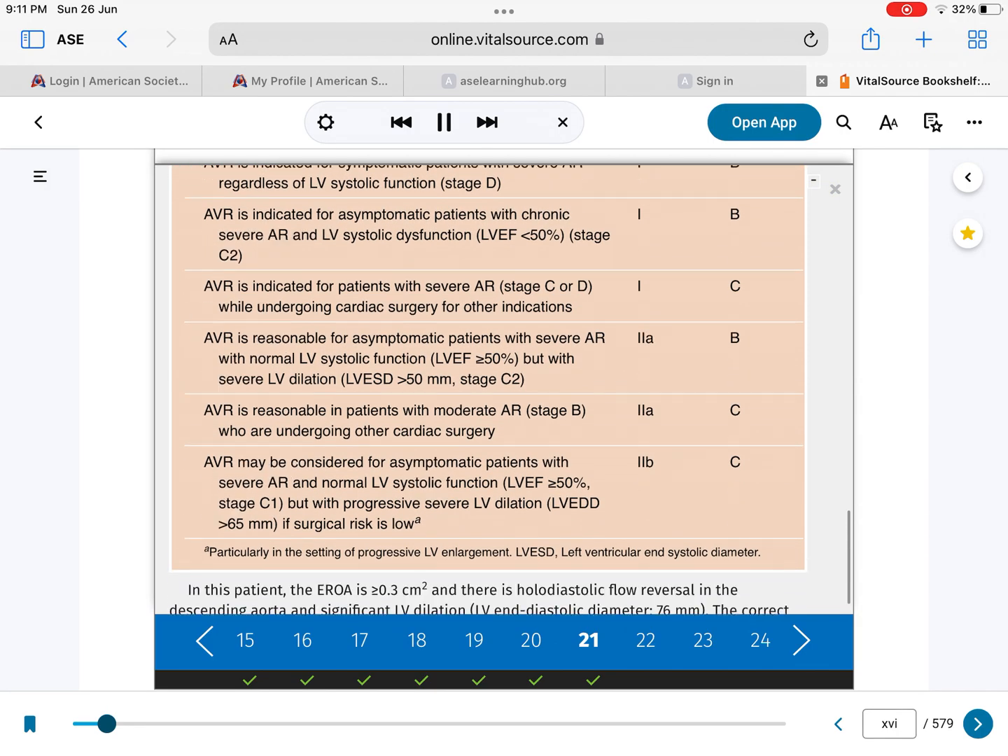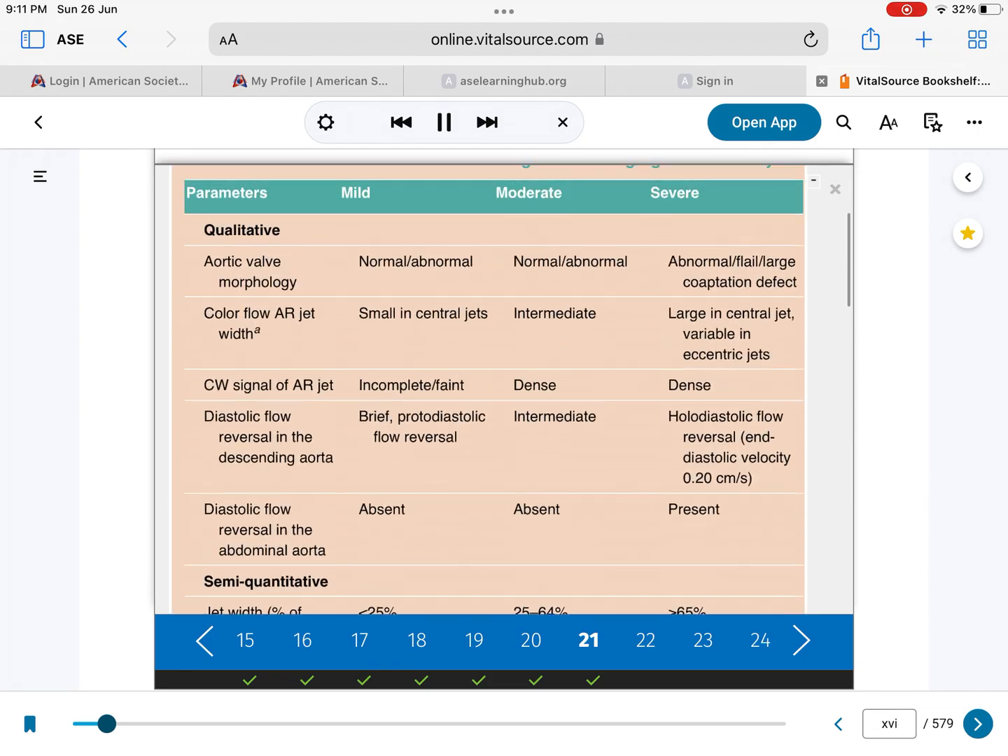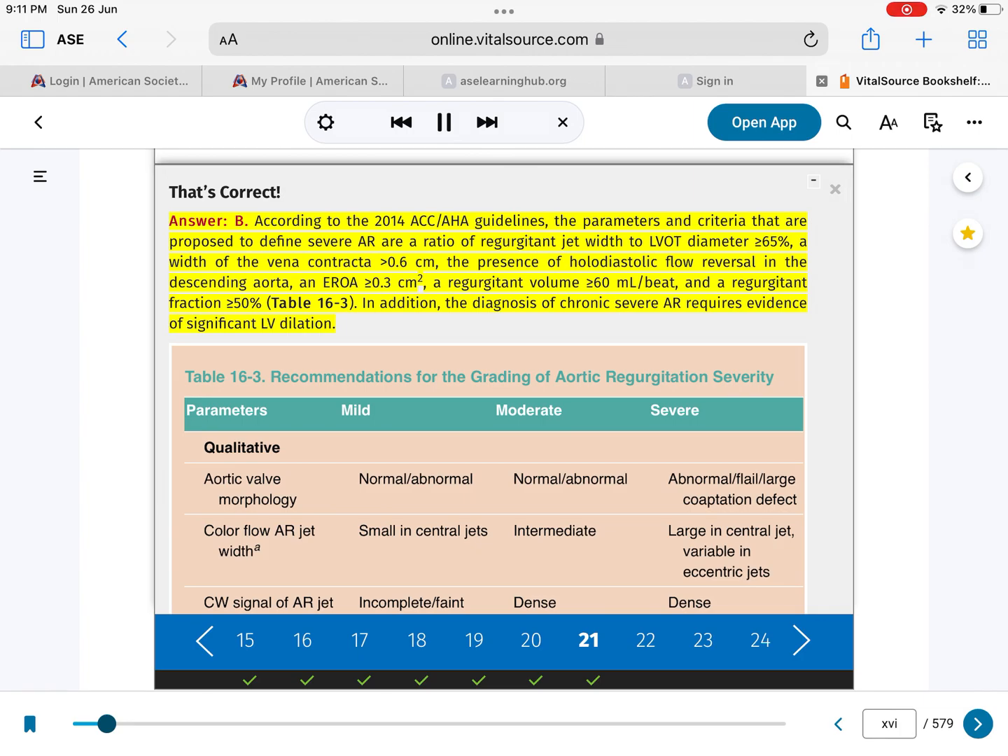Answer B. According to the 2014 ACC AHA guidelines, the parameters and criteria that are proposed to define severe AR are a ratio of regurgitant jet width to LVOT diameter of 65% or more, a width of the vena contracta of more than 0.6 cm, the presence of holodiastolic flow reversal in the descending aorta, an EROA of 0.3 square centimeters or more, a regurgitant volume of 60 ml per beat or more, and a regurgitant fraction of 50% or more. Table 16.3. In addition, the diagnosis of chronic severe AR requires evidence of significant LV dilation.